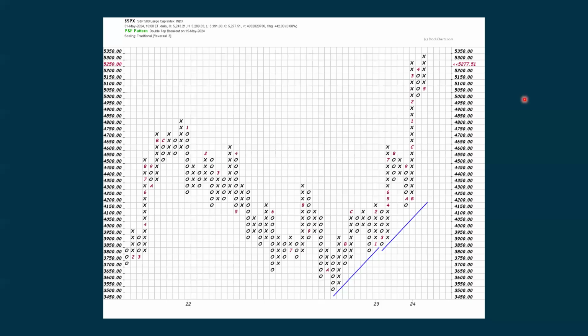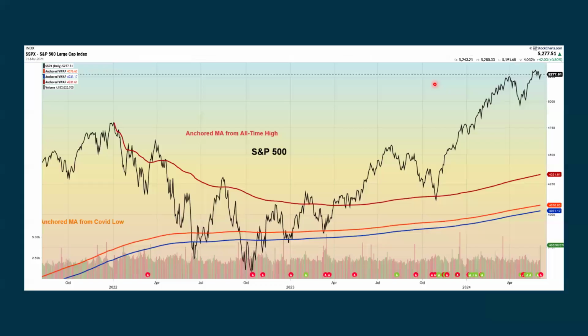We also look at point and figure charts. We didn't see any new X's or O's drawn in. X's are when we're going up, O's are when we're going down. We're still working off of a signal that was generated on May 15th, which is a positive signal. You can see where it's green here. That's a double top breakout. And until the market proves otherwise, the point and figure chart is still on a buy signal.